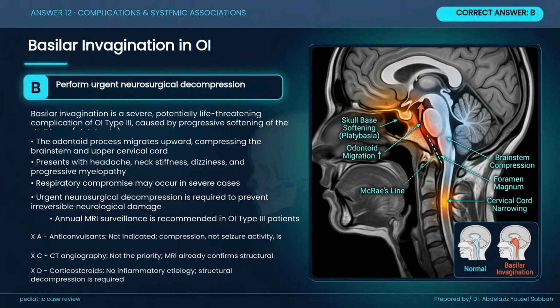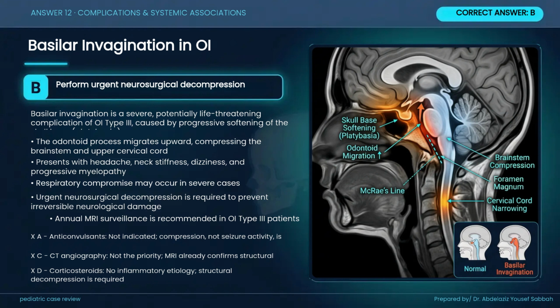This presents with headache, neck stiffness, dizziness, and progressive myelopathy. Respiratory compromise may occur in severe cases. Urgent neurosurgical decompression is required to prevent irreversible neurological damage. Annual magnetic resonance imaging surveillance is recommended in osteogenesis imperfecta type 3 patients for early detection.